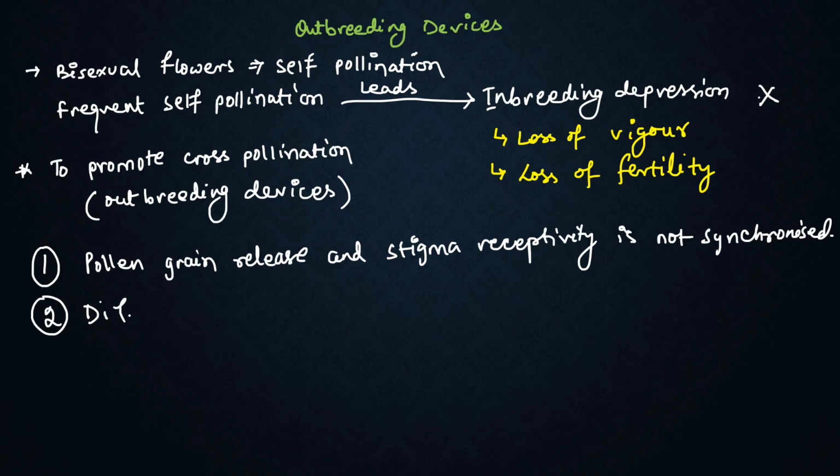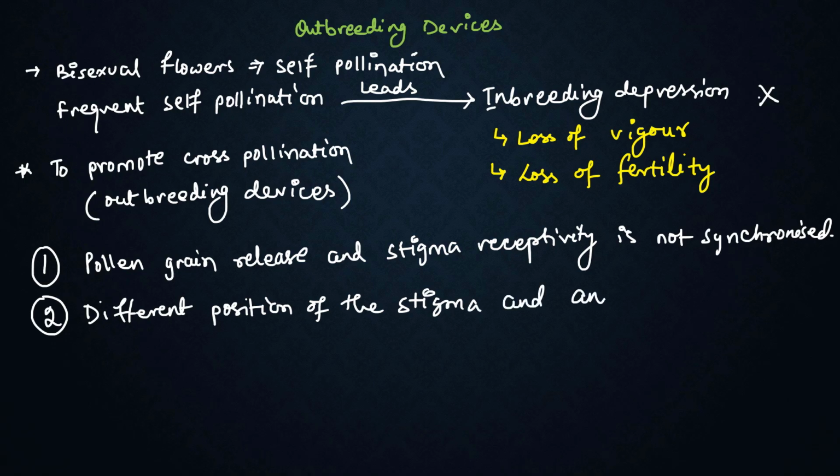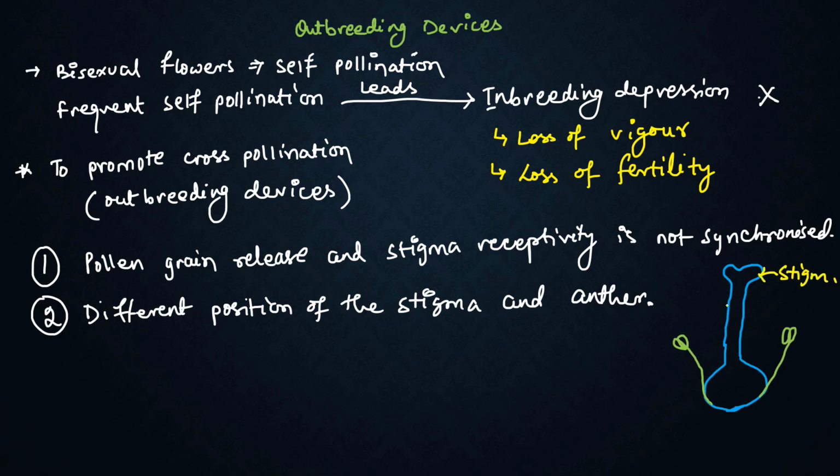Now the second mechanism, a simple mechanism, is the difference in the position of the stigma and anther. As you can see here, this is the stigma, and the stigma here is placed much higher than the anthers, right? So what is going to happen when the anther is released?